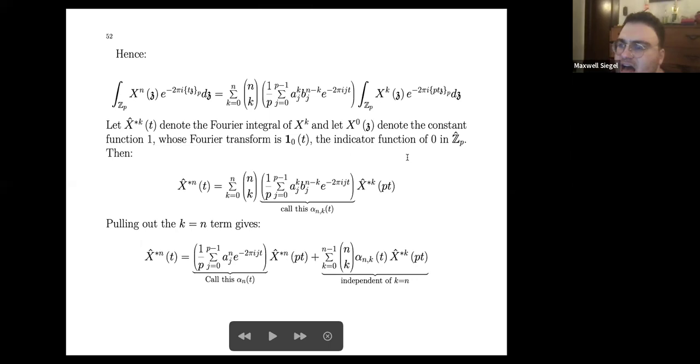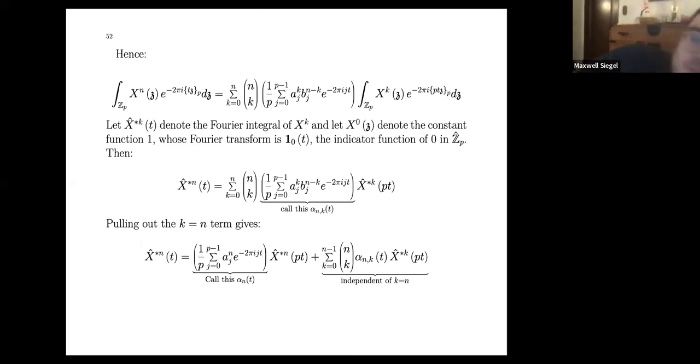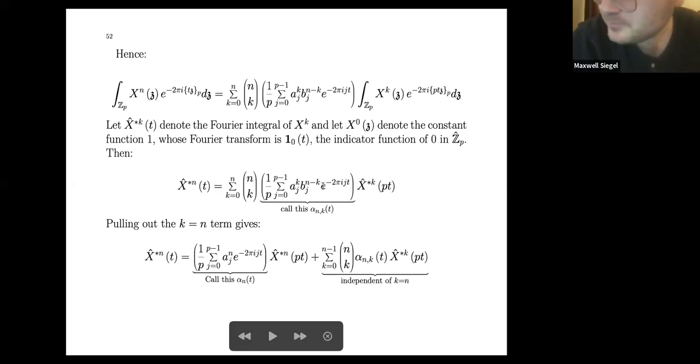And here, letting x hat star k of t denote the Fourier integral of x to the k, and letting x0 z denote the constant function 1, whose Fourier transform is 1, 0, we have the following recurrence relation. Pulling out the k equals n term gives us the following. Here, note that this sum right here is independent of k equals n. It only depends on the values of k strictly less than n.